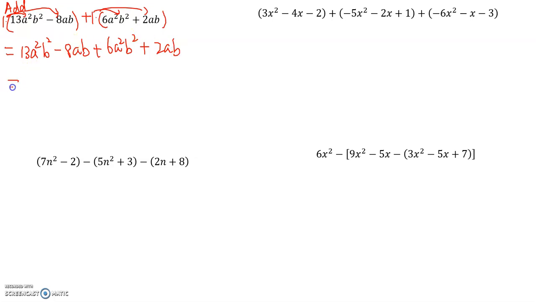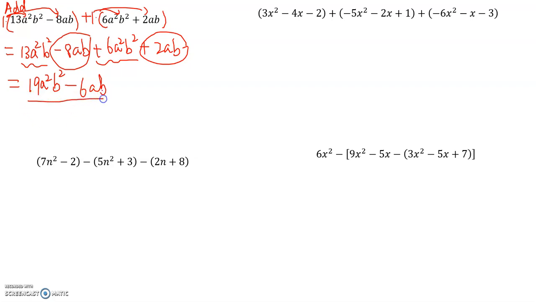Okay. Now, we are going to combine these two like terms, 13 plus 6, it's 19, and copy in the variables. And combine these two like terms, that gives us negative 6ab. And next, these are not like terms, so don't combine them. And also, we're not doing a factoring question, so this is already the final answer. You don't have to do anything else.